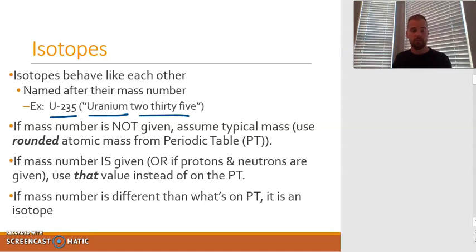So to remind ourselves, if the mass number is not given, like our very first examples with silver and chromium, assume a typical mass given from the rounded periodic table value. If the mass number is given, or if the number of protons and neutrons are given, such as we saw with silicon, we need to use that value. And if the mass number is different than on the periodic table, it's an isotope.